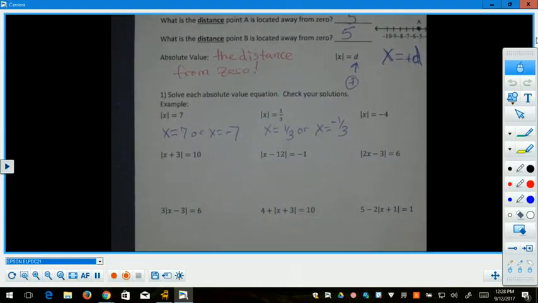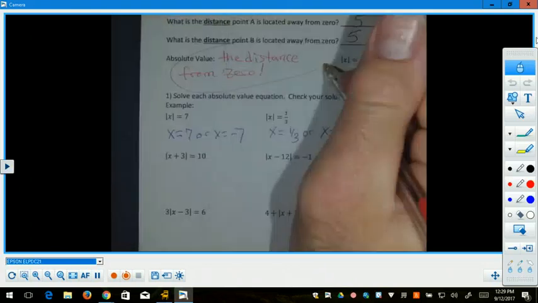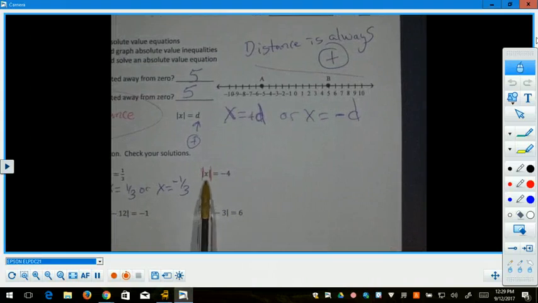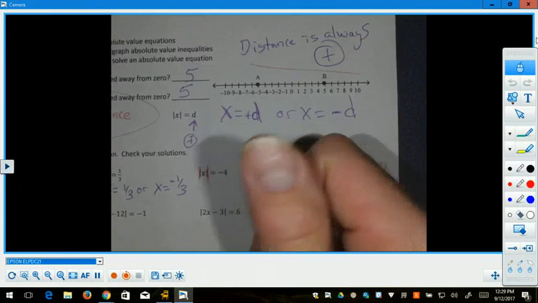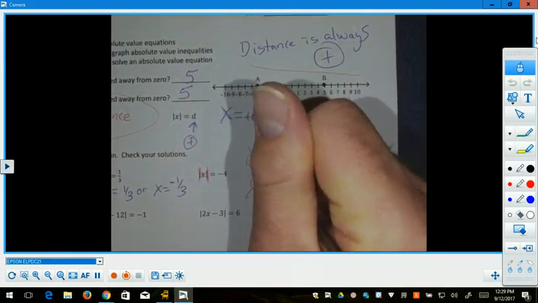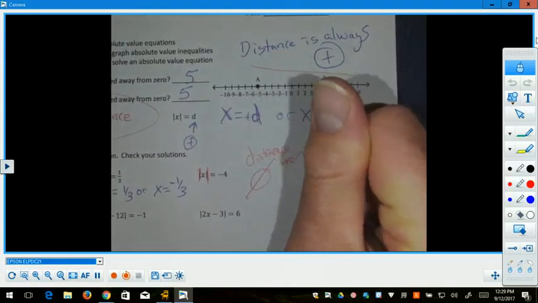What about the next one? The absolute value of x is -4. We want to be careful here. What is absolute value telling us again? It's telling us the distance from 0, and distance is always positive. So the distance is -4? Not possible, right? So this is no solution. Distance from 0 can't be negative.